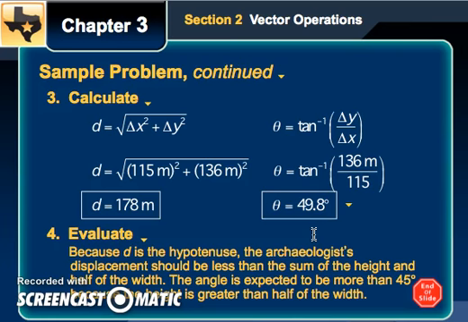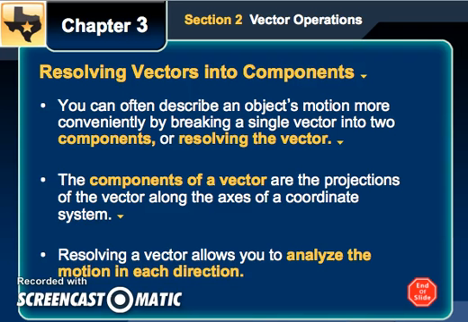All right, moving on. Next, resolving vectors into their components. We've already done this, but this is a nice quick review. We can often describe an object's motion more conveniently by breaking a single vector into two components, or resolving that vector. That's what it's called. The components of a vector are the projections of a vector along the axes of the coordinate system. By resolving a vector, we can analyze the motion in each direction, the x and y directions.